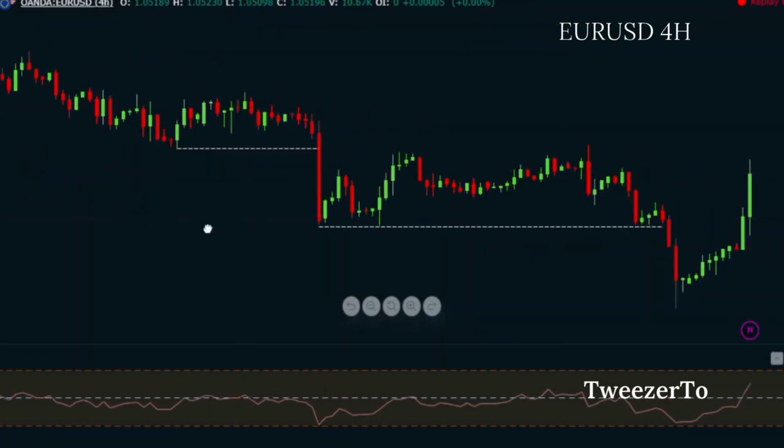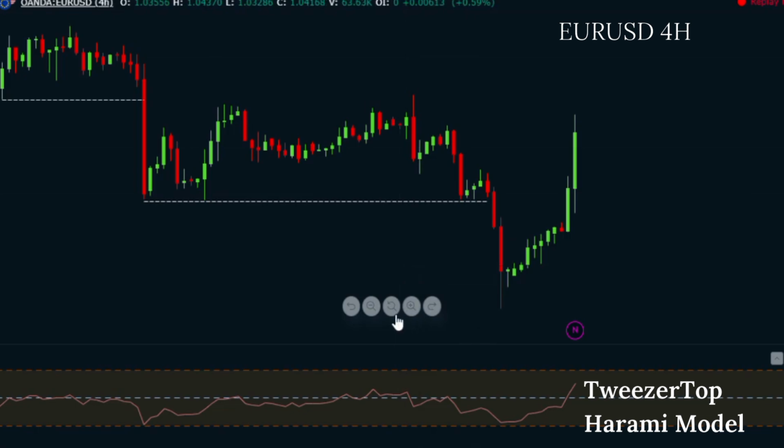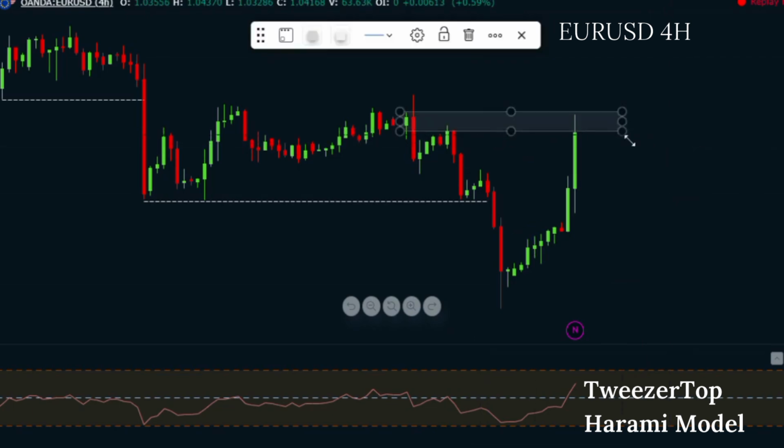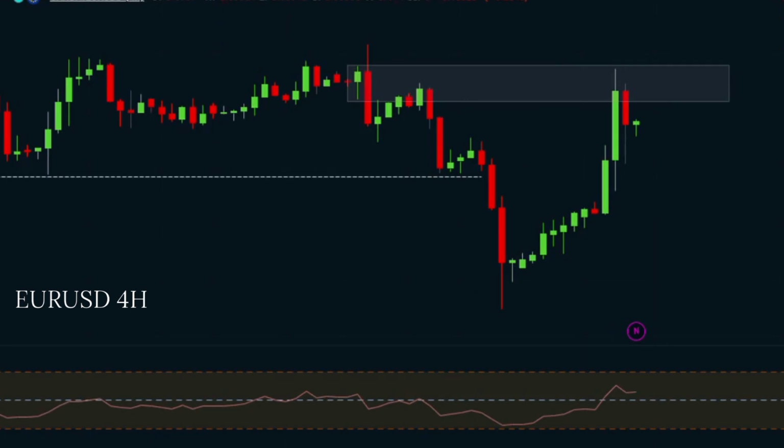Here on the EUR/USD 4-hour time frame, the overall market trend is bearish, consistently printing lower lows. However, the market is currently in a bullish rally, approaching our point of interest, POI, which aligns with a key resistance zone. On closer inspection, as the market reached our POI, it printed a harami pattern and later came back for a retest, forming a tweezer top pattern in the process.